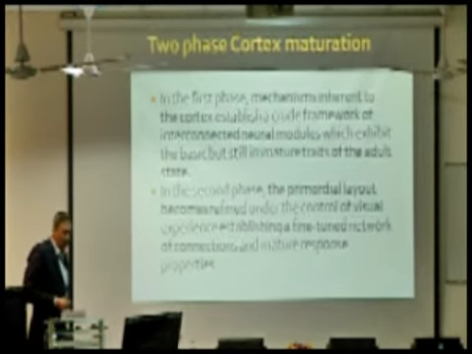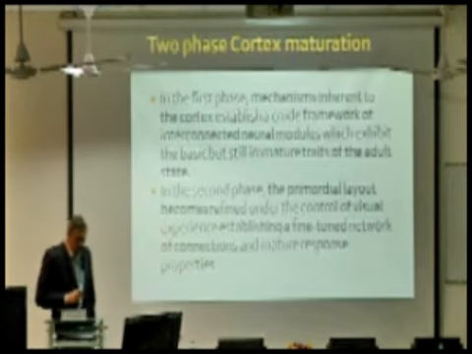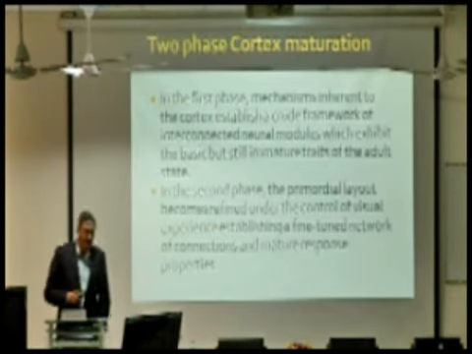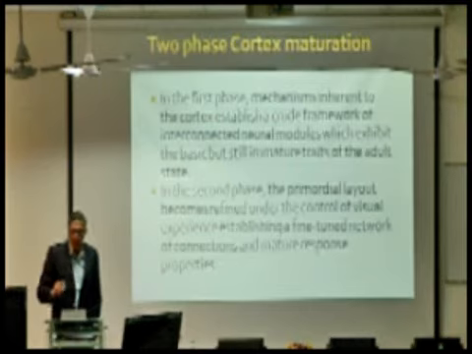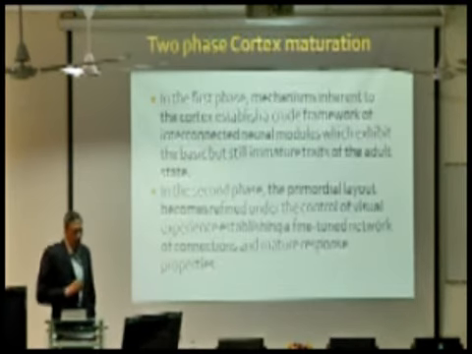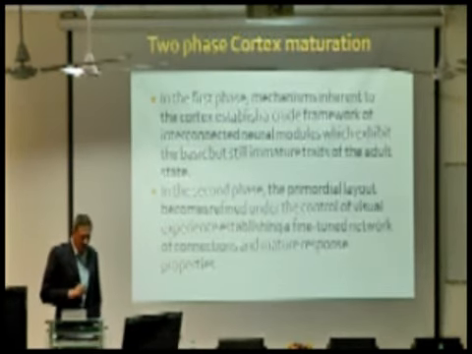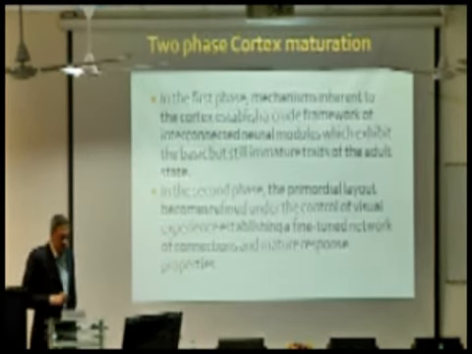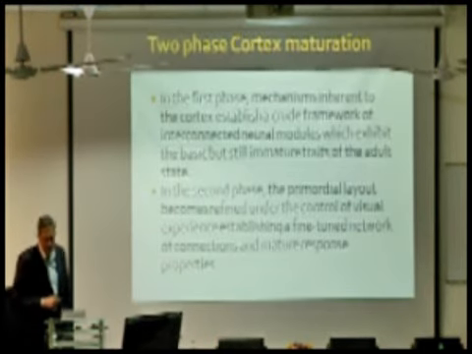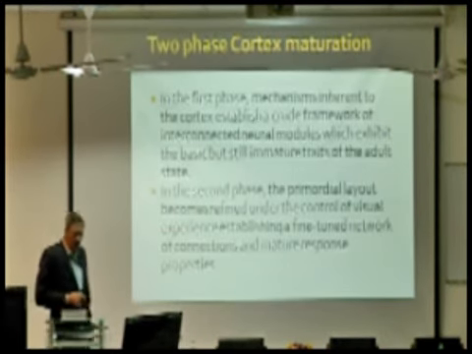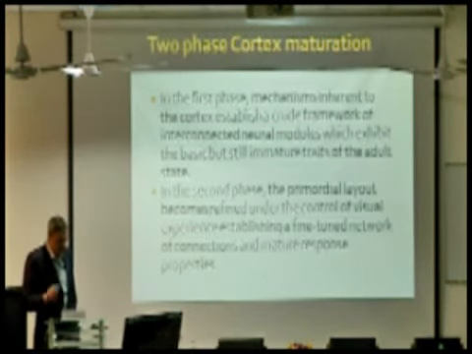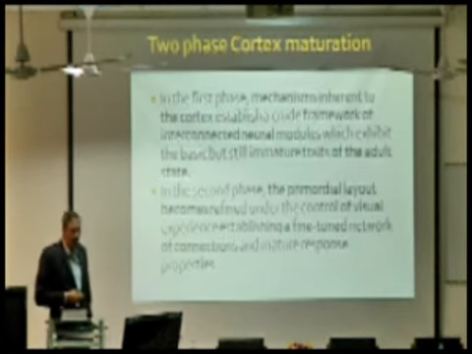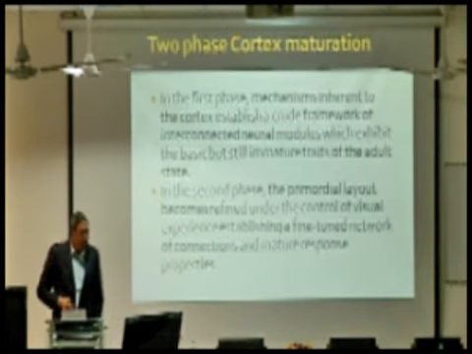So what people propose is that there are two phases in which the cortex develops. In the first phase, the mechanisms inherent to the cortex establish a crude framework on the basis of genetic information of interconnected neural modules which exhibit basic but still immature traits of the adult state. And in the second phase, the primordial layout becomes refined under the control of visual inputs or visual experience, establishing a fine-tuned network of connections and mature response properties.